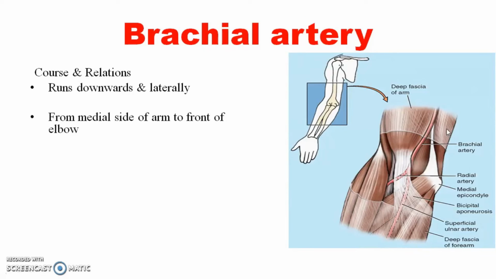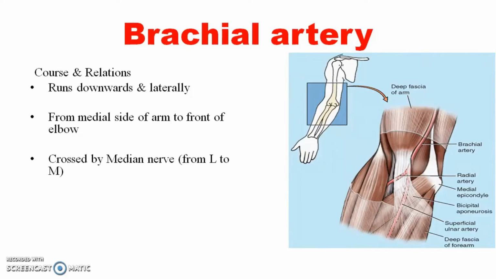This artery is running downwards and laterally and from medial side of arm to the front of elbow, that you already know, and here it is going to be crossed by median. So you know brachial artery, it is crossing from medial to lateral aspect. In the same way, in the front middle of the arm, we will be having another nerve coming from the lateral aspect which is going to cross in the medial aspect. So we will be having crossing of this artery and nerve happening in the middle of the arm region.